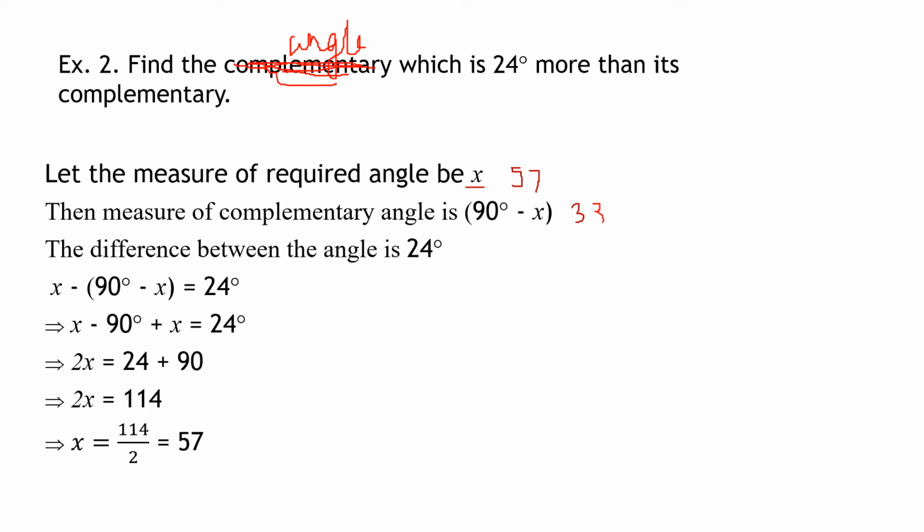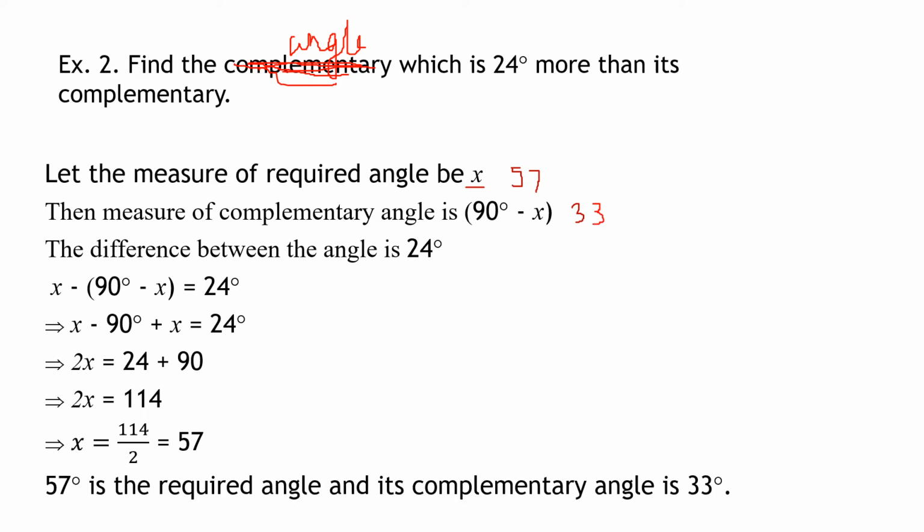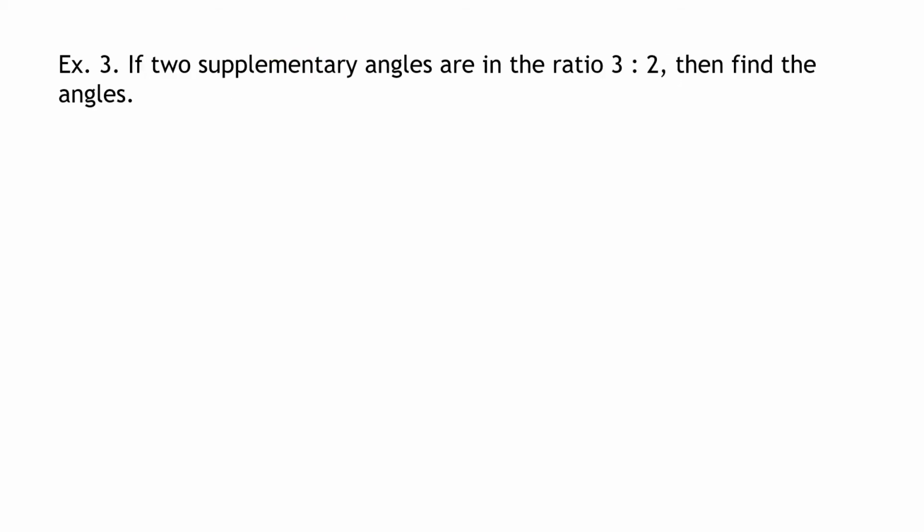Now you check the condition which was given to us. 57 is the required angle and the complementary is 33, and 57 minus 33 gives us 24. So we were given the condition, we have to find the angle which is 24 more than its complementary, and we have found both the angles. Okay, now we move on to the next one. Let us move on to the next sum now.